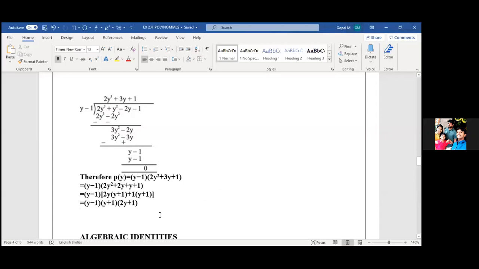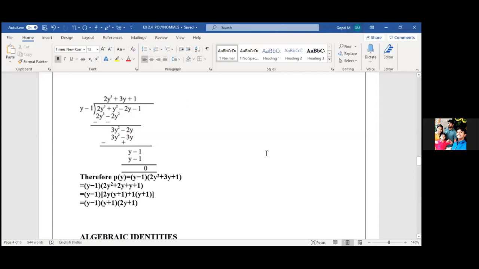Today I'm going to explain another new concept, algebraic identities. A few identities are not new; only a few you have already learned in your previous class. Four identities you have learned in your previous class, children. Which are the 4 identities? (a plus b) whole square, (a minus b) whole square, a square minus b square, and (x plus a) into (x plus b). Very good. These are the 4 identities we already learned in our previous class.